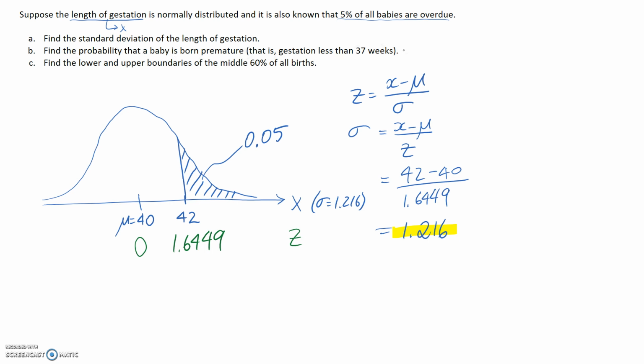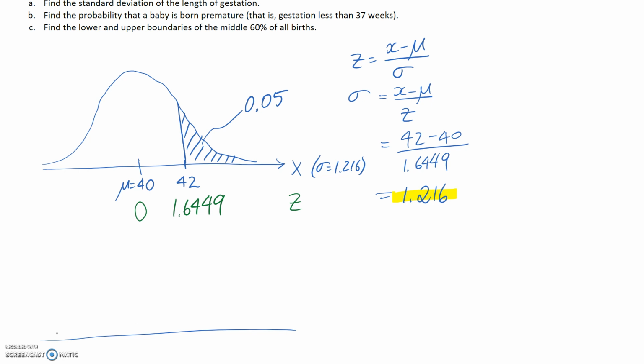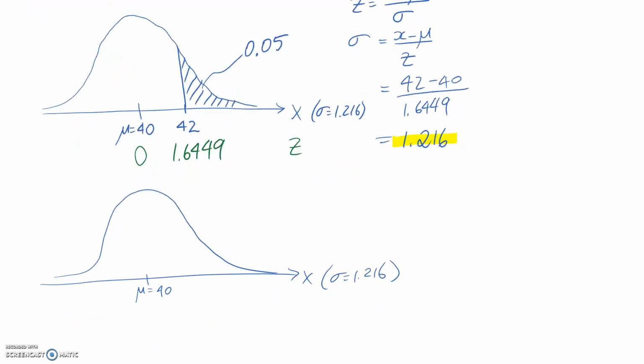Alright, so the next thing that we need to answer is what is the probability that a baby is born premature? The definition of that is less than 37 weeks. So let us quickly draw our diagram again for this new situation. So mu is still 40, but this time we're interested in less than 37. So that's going to be here somewhere, and that's the probability that we need to calculate, that area under the curve. Again, we're going to need to convert this over into z-scores.